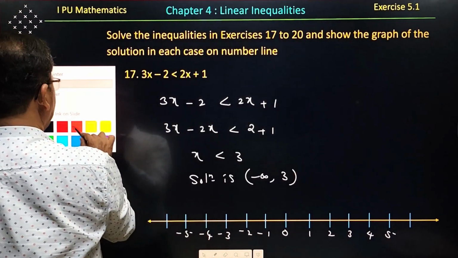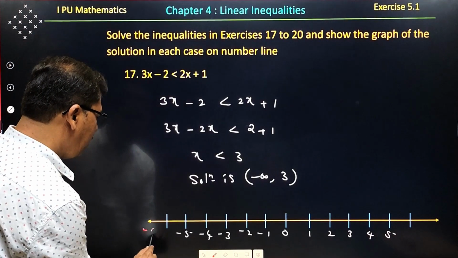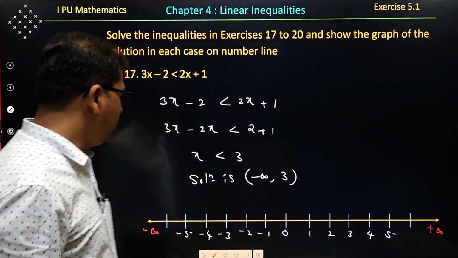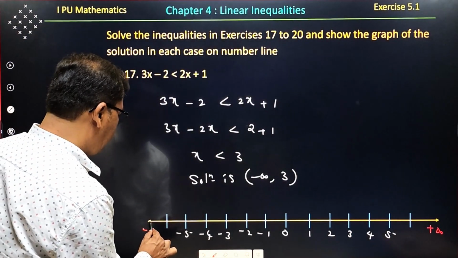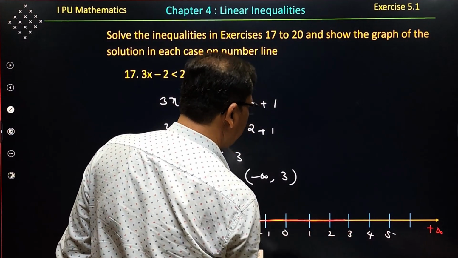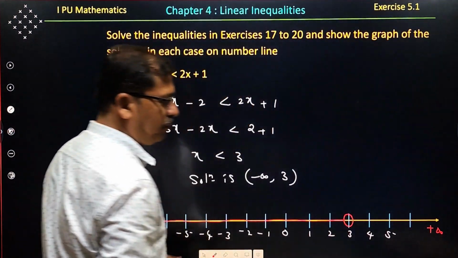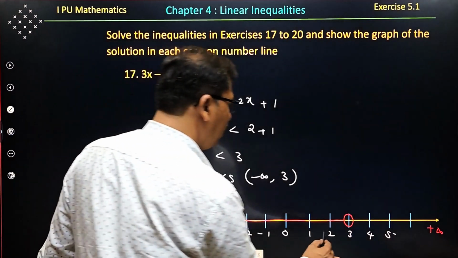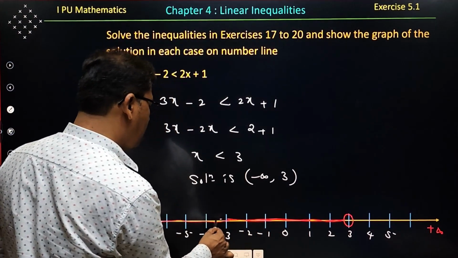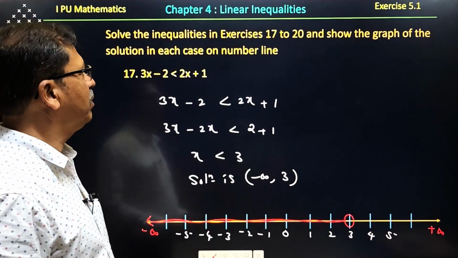See, the solution is minus infinity to 3; this side is minus infinity and this side is plus infinity. This one you need to highlight, up to 3. 3 is not included, that's why you need to show an empty circle at 3, and on the left side it is as usual. Okay, so this is the solution for this example.